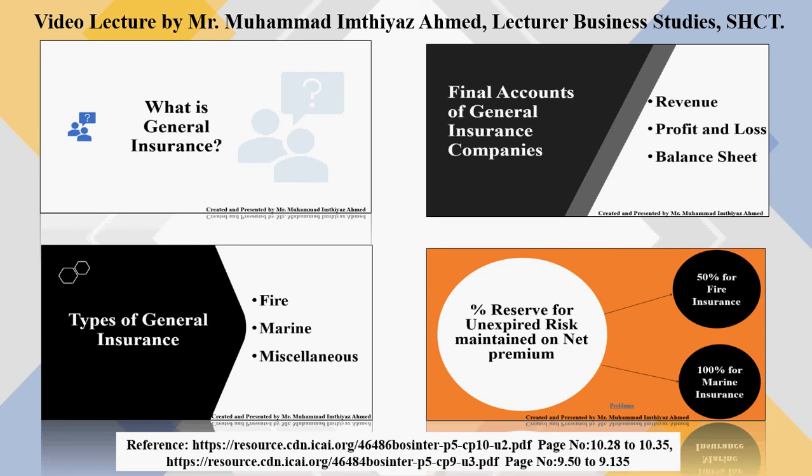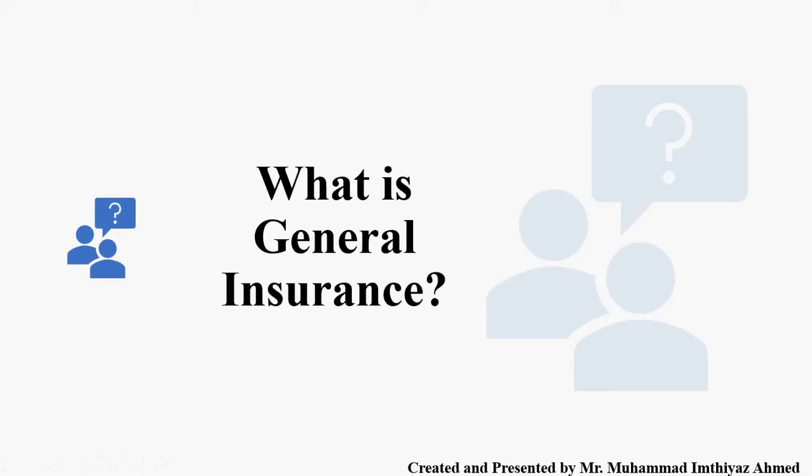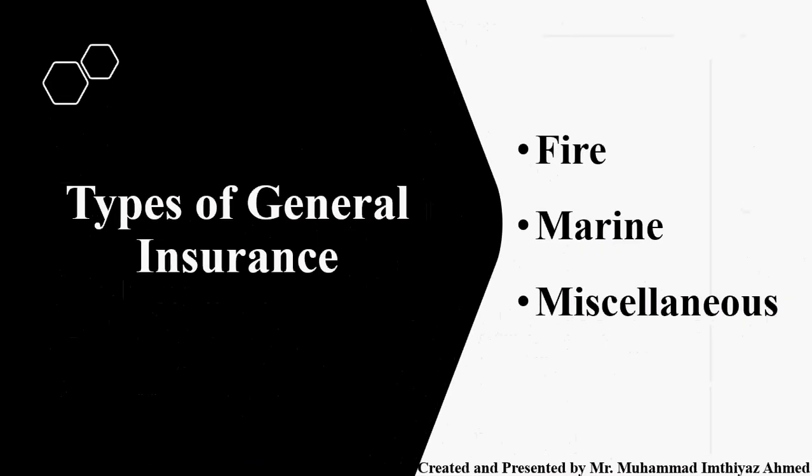First, let us understand what is general insurance. General insurance is also called a non-life insurance. In general insurance, if you take a policy for a year, it has to be renewed every year. It can be renewed in the same concern or in a different concern. So the broad types of general insurance are divided into fire insurance, marine insurance, and miscellaneous insurance as per our accounting problems.